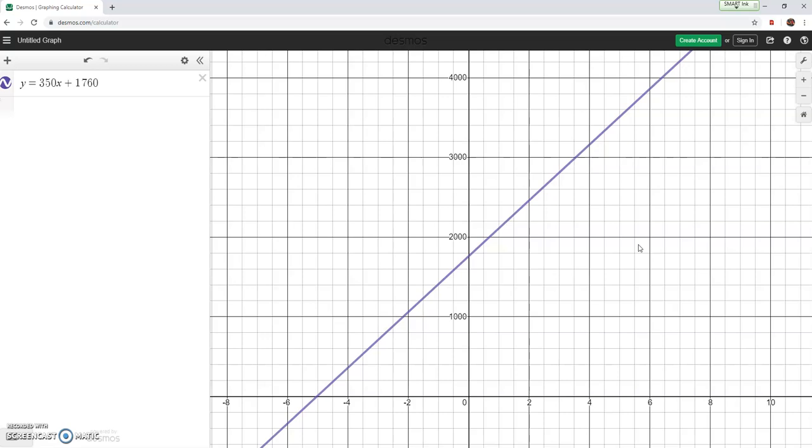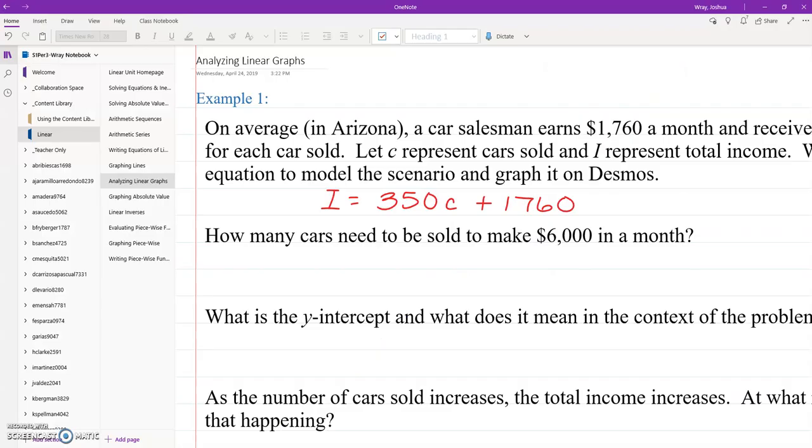Okay. All right. So now let's see what they asked. How many cars need to be sold to make $6,000 in a month? I'm going to show you how to do it on Desmos very easily. But if we were to do it algebraically, we could do this. I could substitute 6,000 in for I, saying that I want my total income to be $6,000, and then I could solve this equation for C. So minus 1760 on both sides, divide both sides by 350. That would give me C equals some number, and that would be the number of cars I would have to sell to make the $6,000.